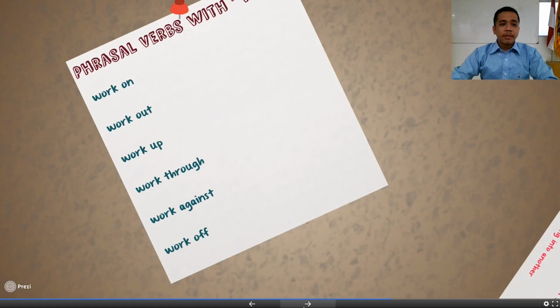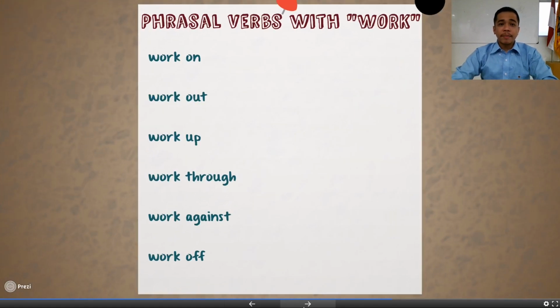Okay. Phrasal verbs with the word work. Number 1, work on, which means to try to persuade someone. Like, it's kind of difficult to work on my mom because she has a very strong personality.